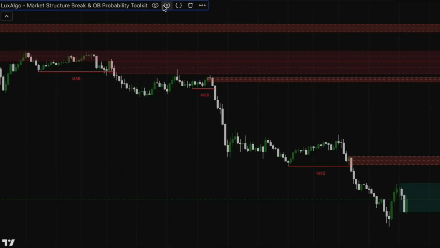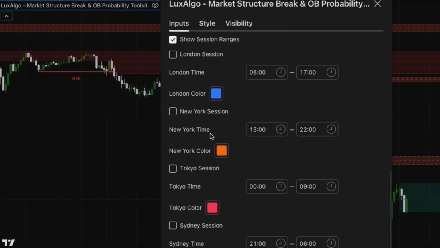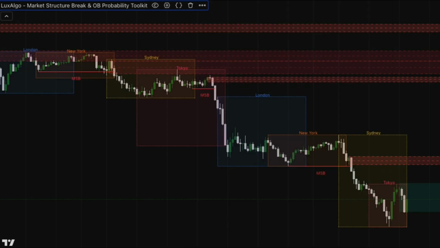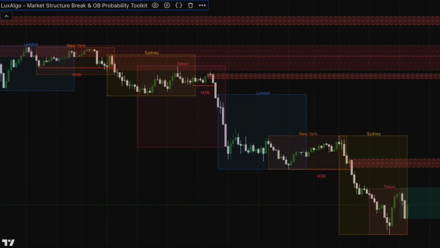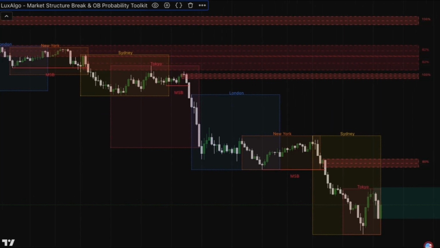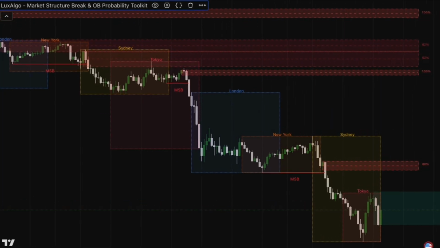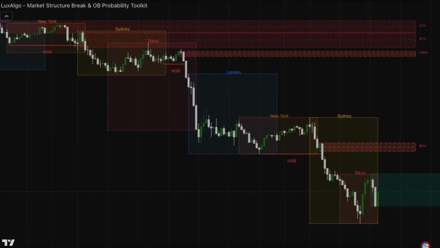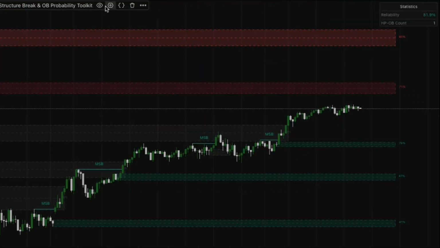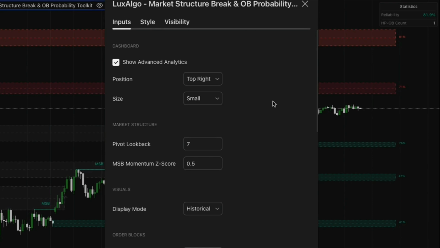The toolkit also includes session tracking, allowing you to see how structure breaks and order blocks form during major liquidity windows like London, New York, and Asia. That matters because institutional participation isn't evenly distributed throughout the day. When a structure break happens during a high liquidity session, it carries much more weight than one that forms during dead market hours. Before using this indicator, you need to get the settings right.